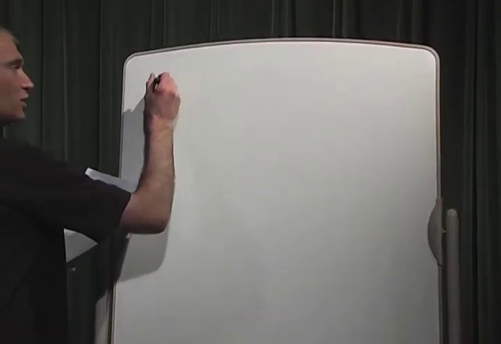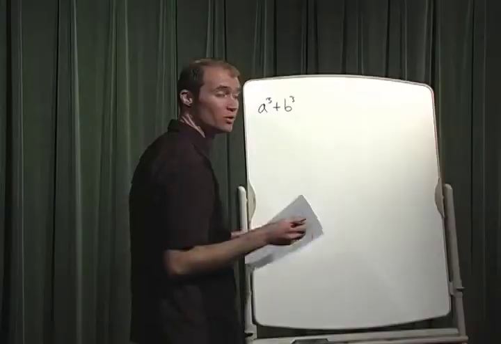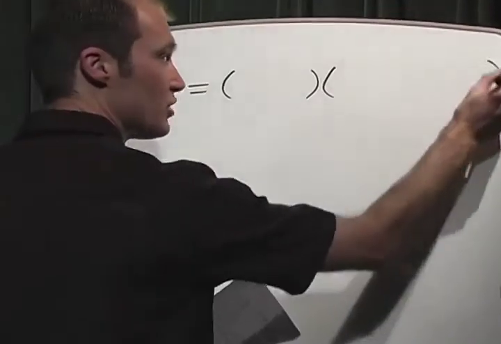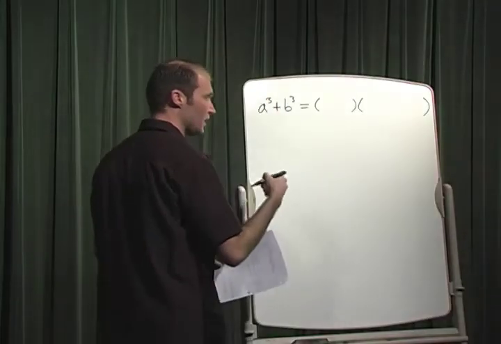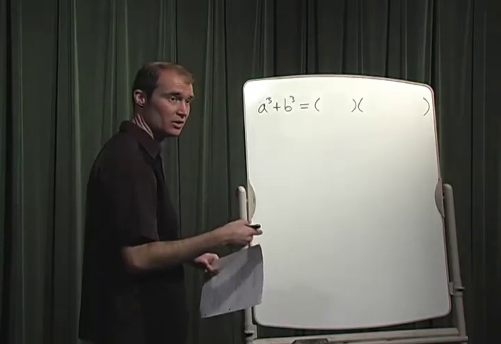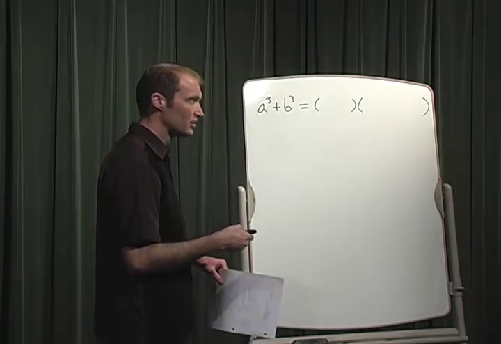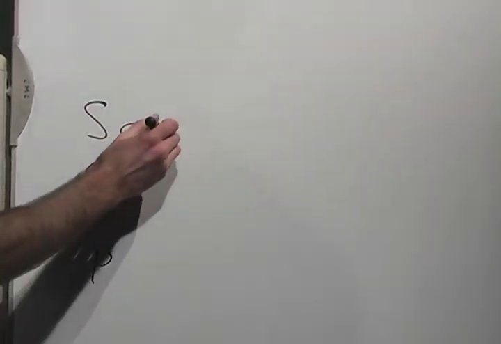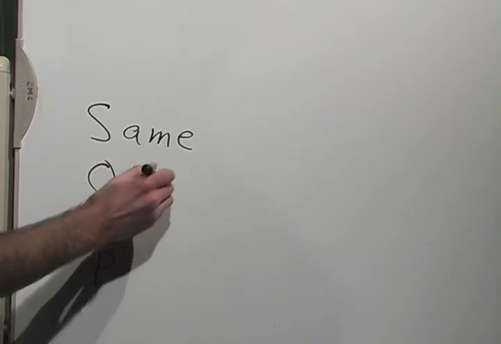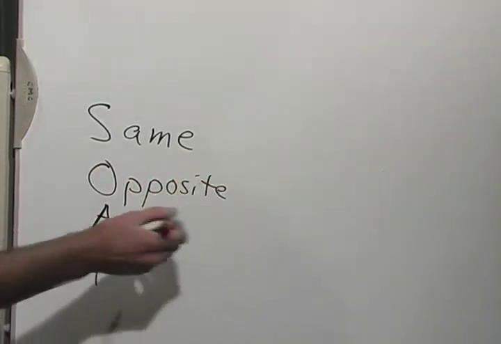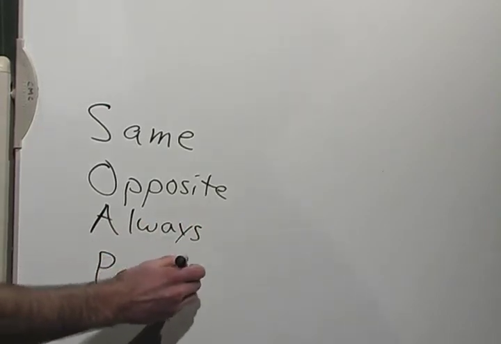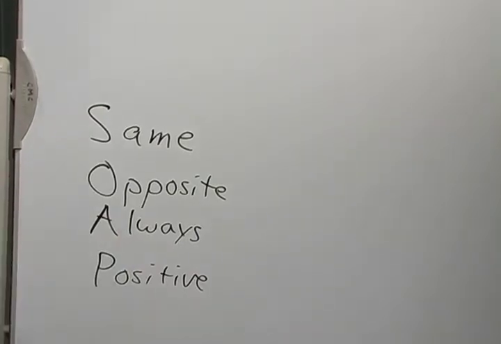Let's say that I have a cubed plus b cubed, the sum of two cubes. Well, this is going to break down into a binomial times a trinomial. Now, in order to figure out the signs that we're going to use, it's helpful for you guys to know the acronym SOAP. S-O-A-P. S stands for the same. O stands for opposite. A stands for always. And P stands for positive. Same, opposite, always, positive, SOAP.